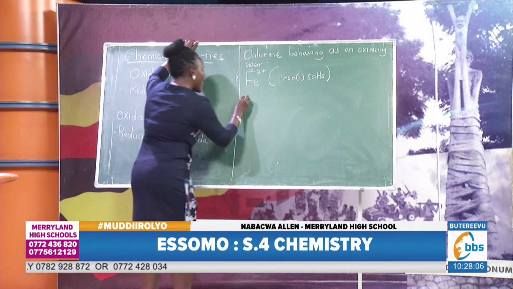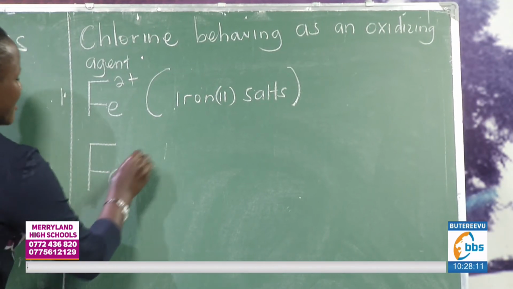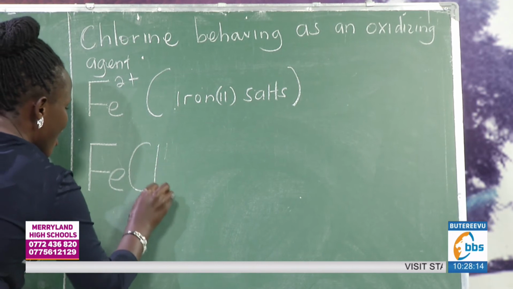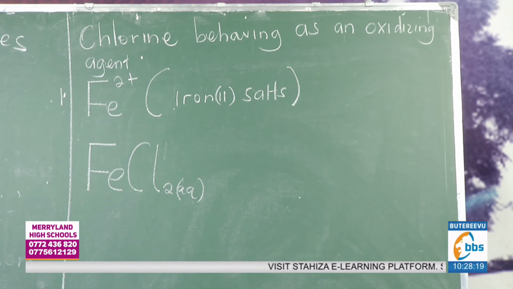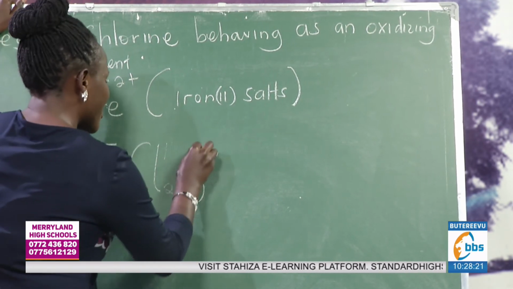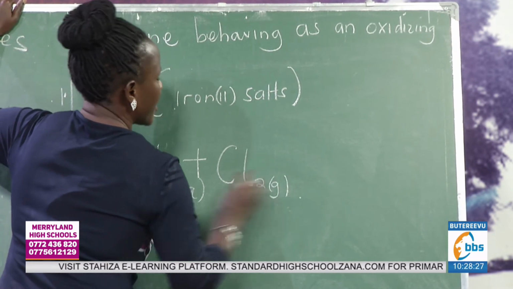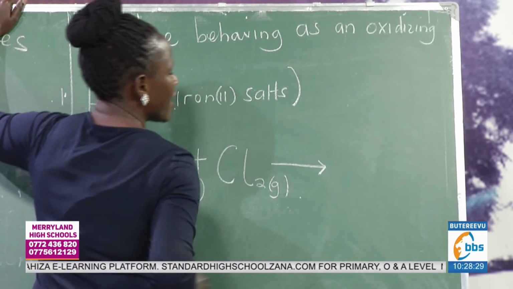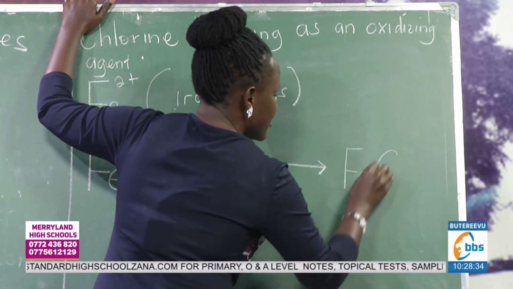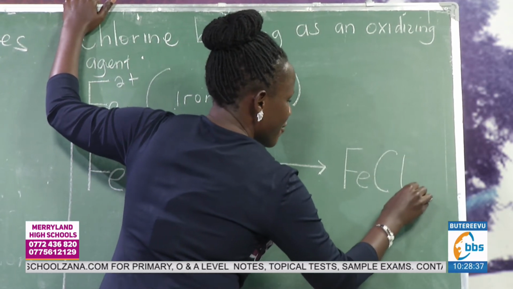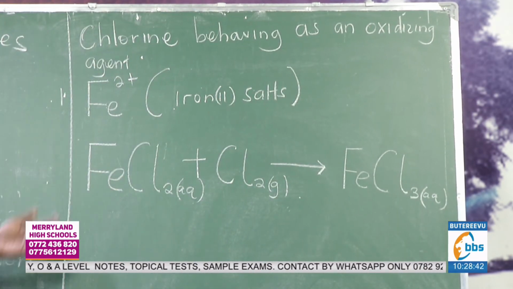So if I had this salt, which was iron 2 chloride, okay? And then I added chlorine gas, okay? What am I expected to form? I'm expected to form iron 3, the most stable oxidation state of iron. I'm expected to form iron 3.